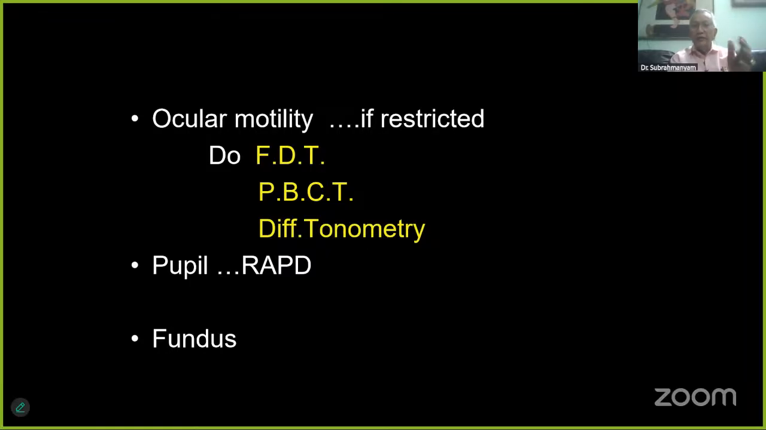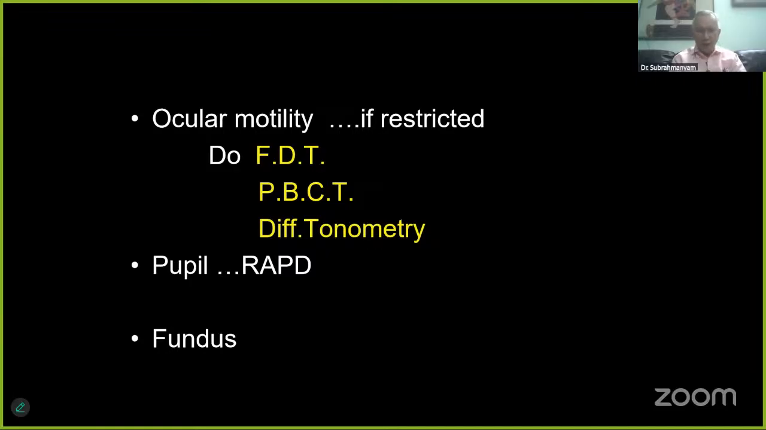So you have to do a prism bar cover test to know how much is the amount of squint, especially when you are following a patient with idiopathic orbital inflammatory syndrome, whether it is responding to steroids or not, or a thyroid-associated orbitopathy with motility restriction, what's happening over a period of time, whether it has become stable, whether it's getting worse, or something like that.